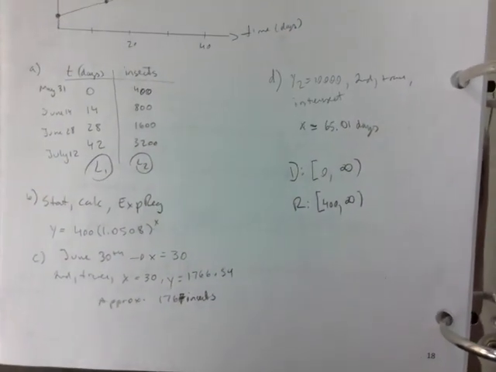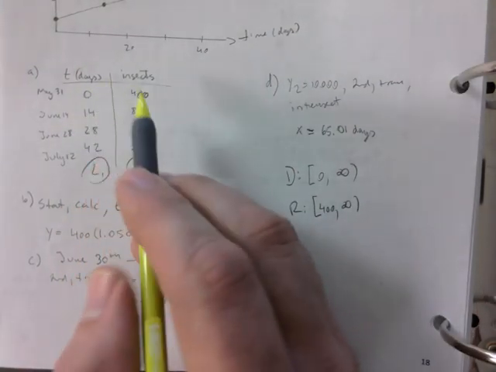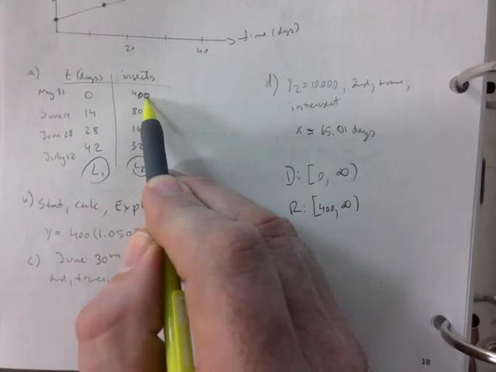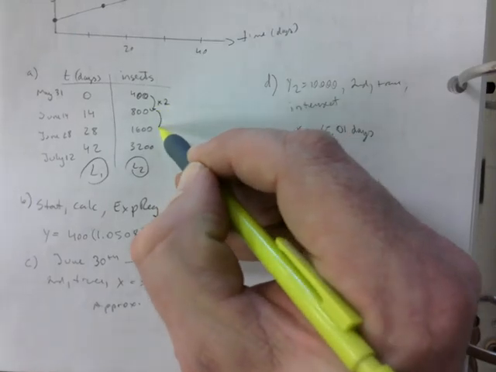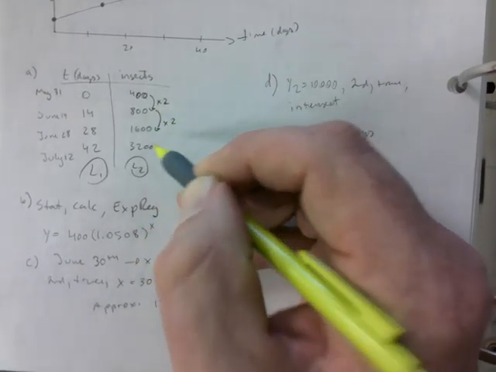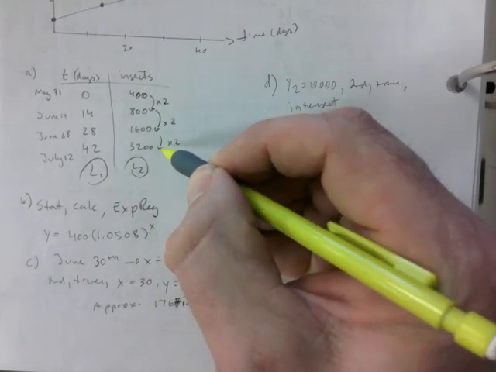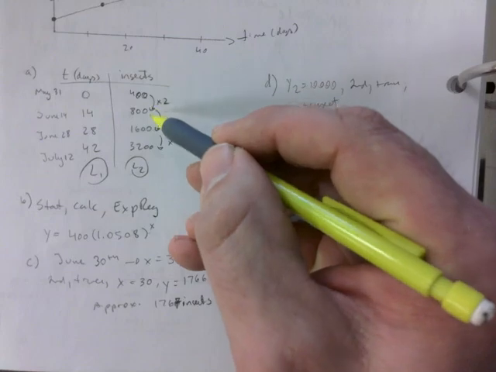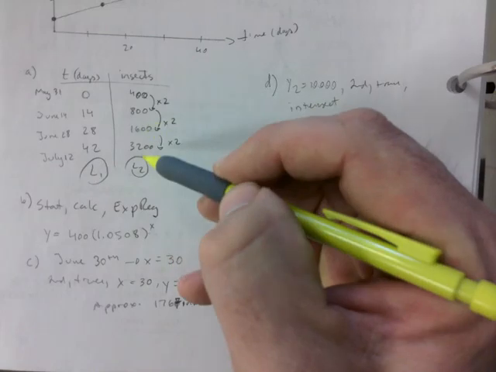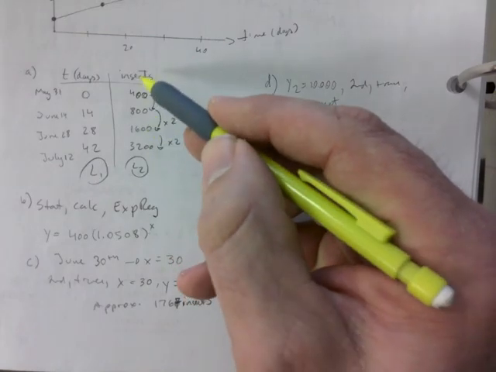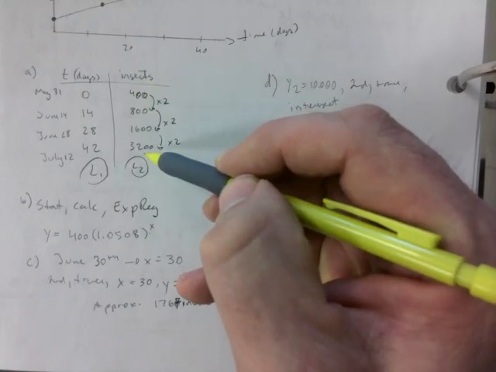And here's my table. At time 0, I have 400 insects, right? That's how many I start with. And then the population doubles every time. Every time 14 days go by, your previous population doubles. It's important to only double your population. This could be money. This could be various things. So it doesn't always have to be insects or population or bacteria. That's a very common one.